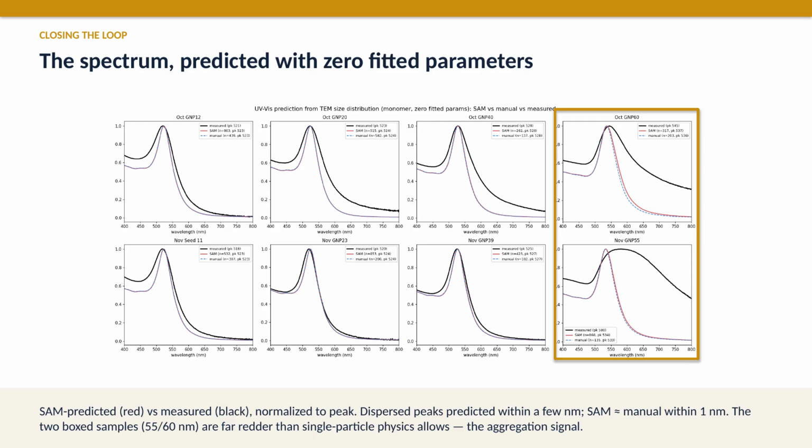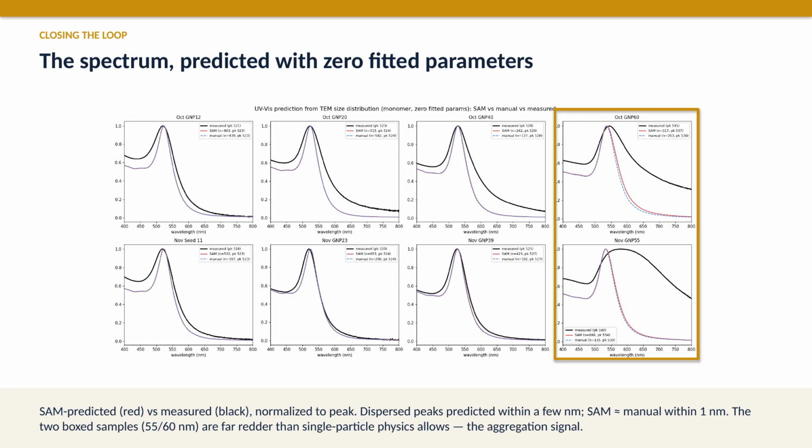Then, the payoff: we predict the spectrum from size alone, with 0 fitted parameters. For every clean sample, the peak lands within a few nanometers. But the 2 boxed samples break, far redder than single-particle physics allows. That gap is the aggregation signal.